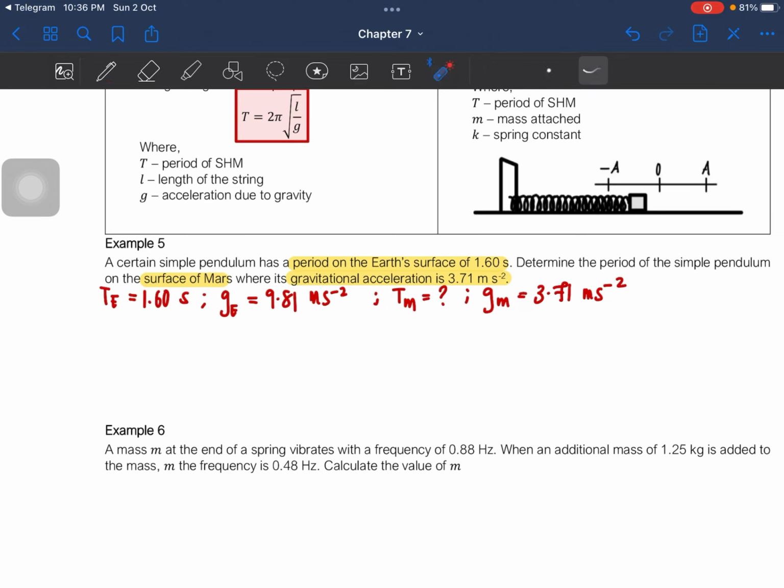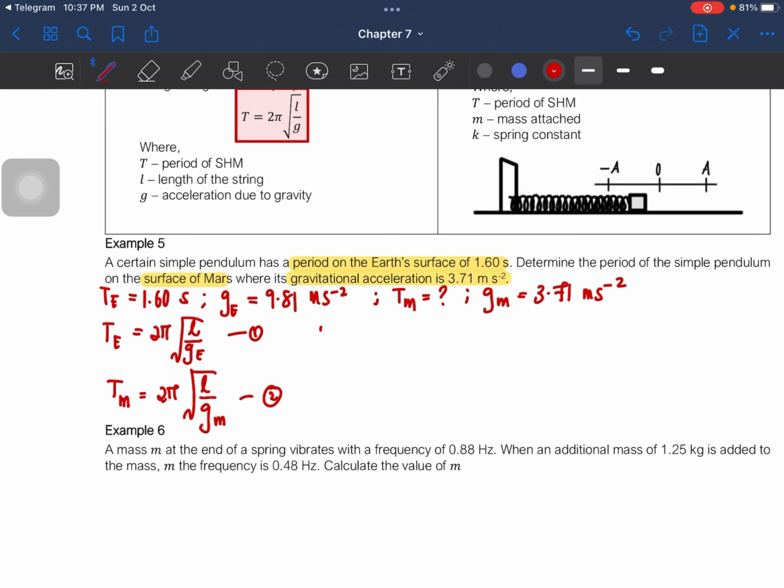So we will apply this formula, but we will consider the Earth first. For the Earth, T equals 2 pi square root of L over g of Earth, which is equal to 1.6 seconds. We will substitute later. Then we have to consider Mars. For Mars, T equals 2 pi square root of L over g of Mars. Here we can cancel 2 pi and L later because they have the same value. So what we can do is divide one by the other.